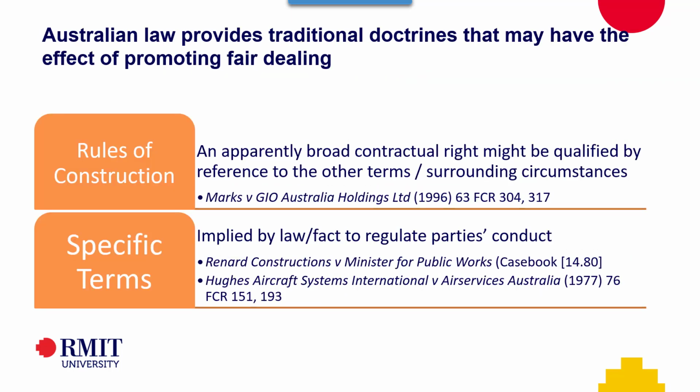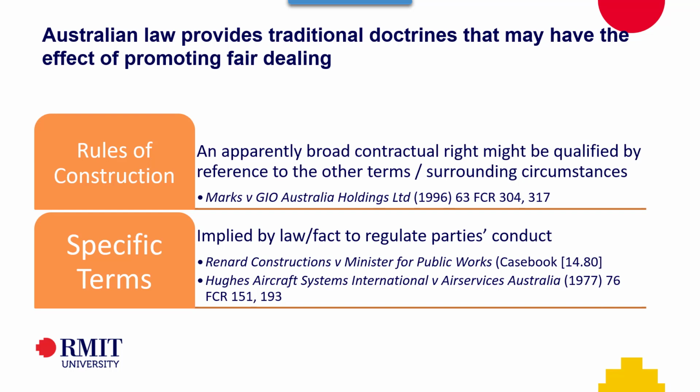So one of the things that comes up in the cases over and over again is that the Australian law already provides a number of doctrines that have the effect of promoting fair duty. For example, the way that the rules of construction, and when I'm talking construction here, I'm not talking about construction contractors, I'm talking about the way that contracts are read, work ultimately to find reasonable and objective ways of understanding what the parties meant.